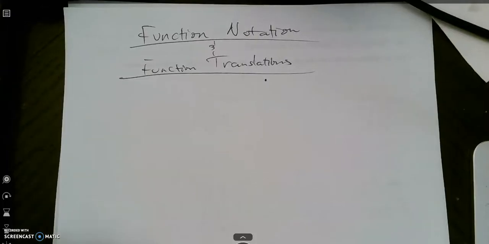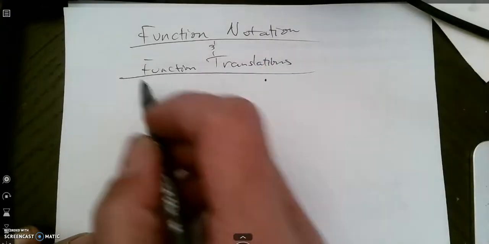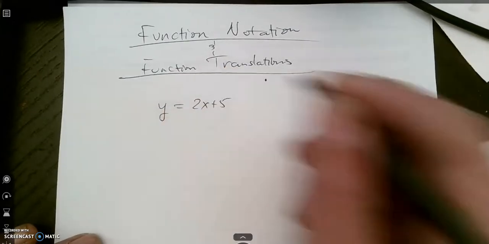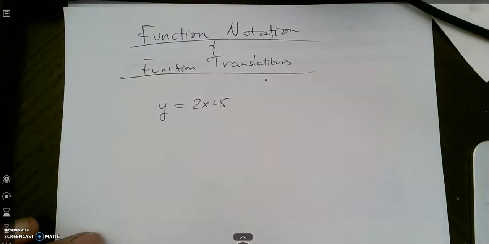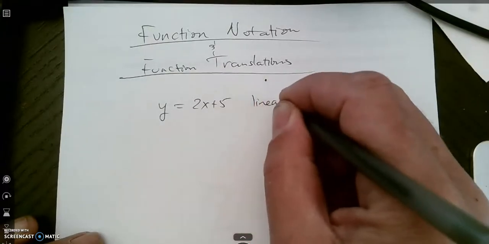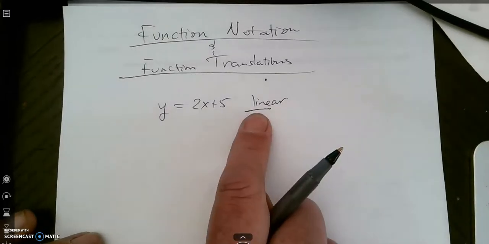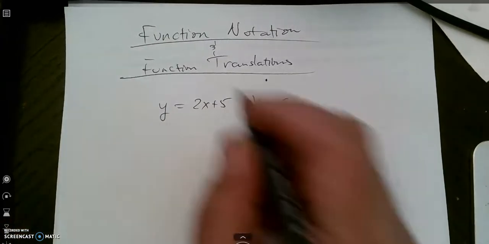Alright, so this video is going to go over function notation and function translations. First off, a function is something like 2x plus 5. This happens to be a linear function because we know the graph would be a straight line. The root word is line or linear. So that's one type of function.